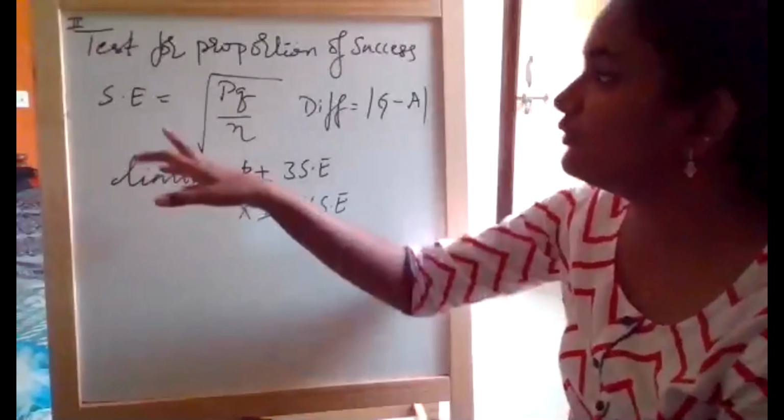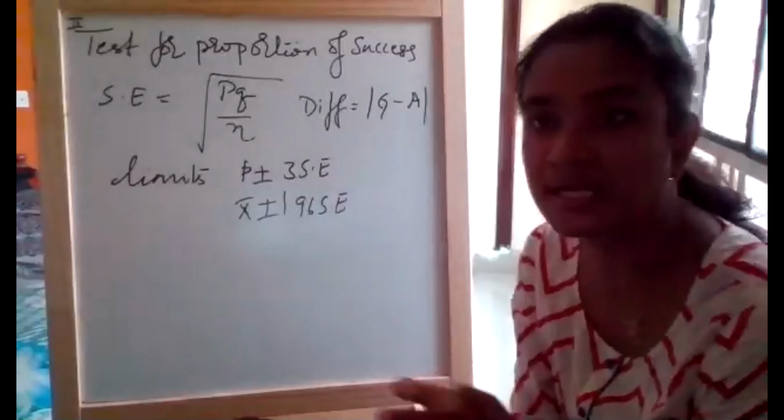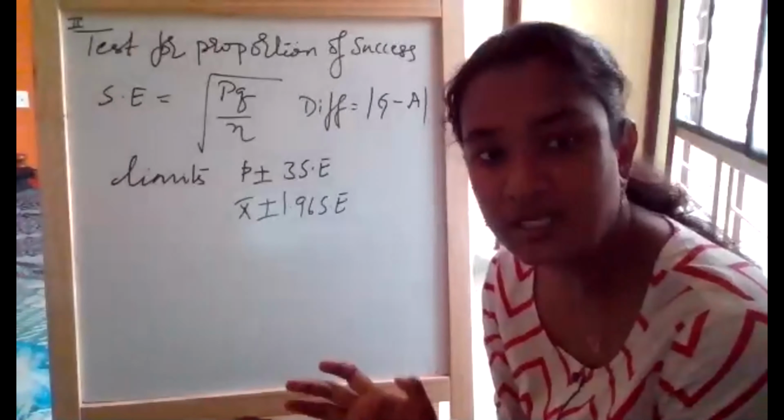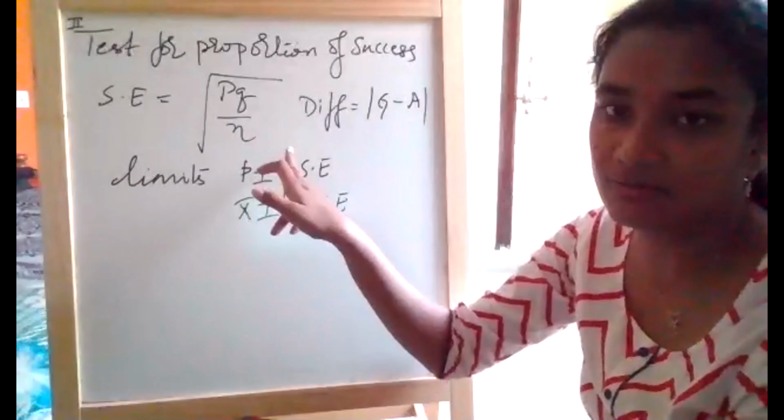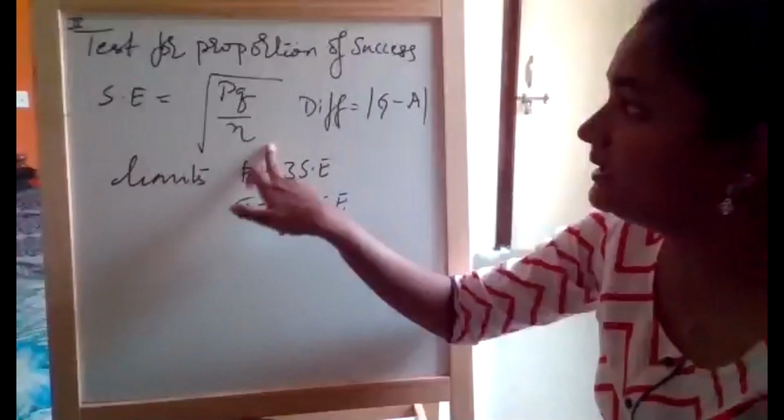If you see the formula, the standard error is the only thing changing. As I stated in hypothesis, there are different types of methods. The only value which changes is the standard error, the only formula which will be differing. So it is under root of PQ by N.